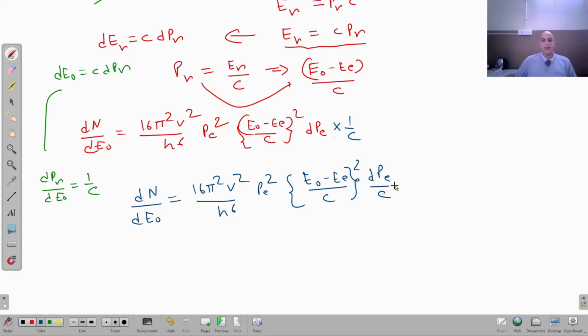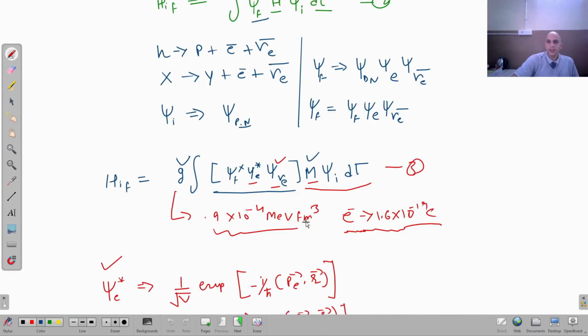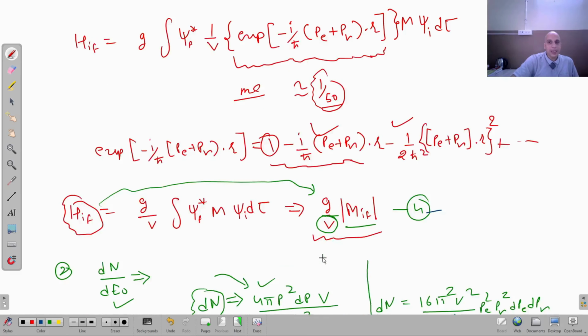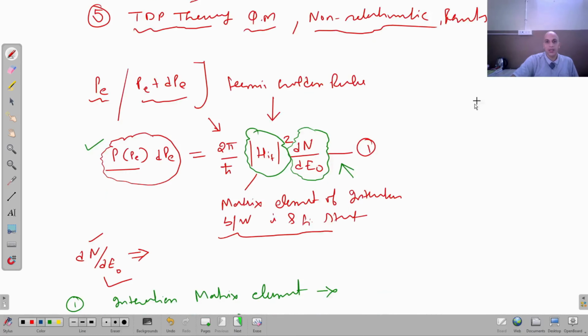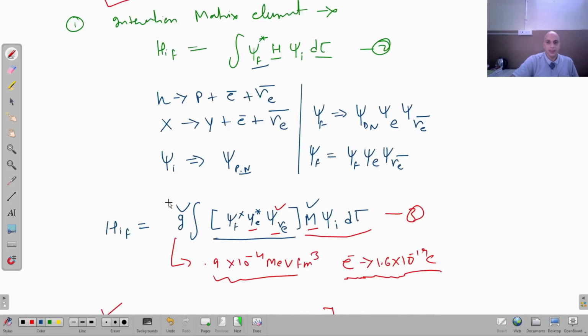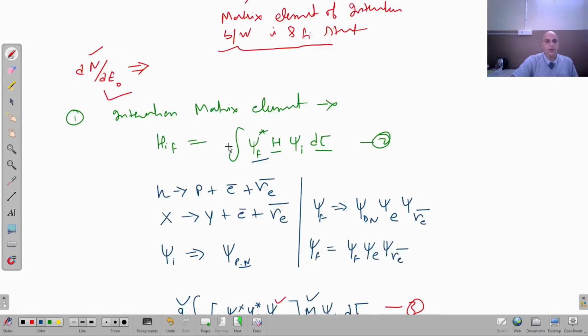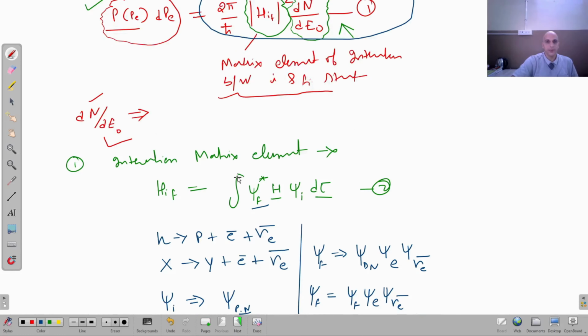Now this is equation number 6, and this was equation number 4. We are going to put the value of HIF and dN upon dE naught in the equation that I told you in the beginning, that is going to give me the value of the probability of P_e. So you have to remember the value of G upon V, M_IF there. Once again I am writing this expression.